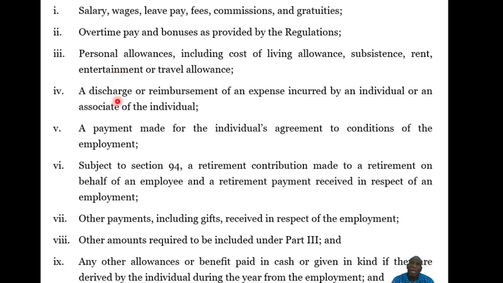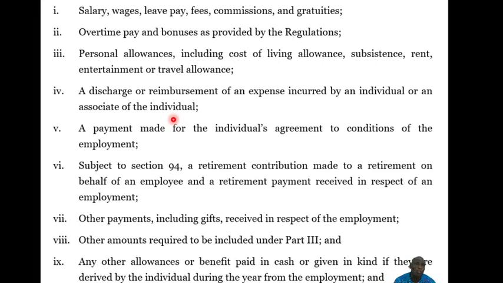Number 4, a discharge or a reimbursement of an expense incurred by an individual or an associate of the individual. Okay? If there's any discharge or a reimbursement of any expense which has been incurred by the individual, and the company is the one who is paying your expense on your behalf, or reimbursing you for your own expenses, it becomes an income to you, and for that matter, it must be added to your income and tax.